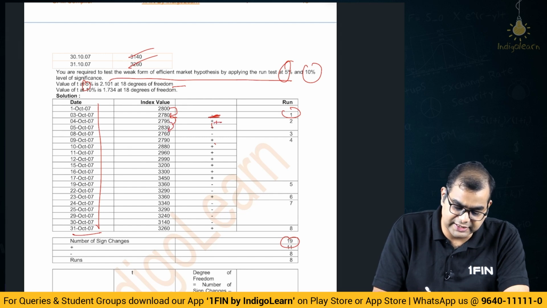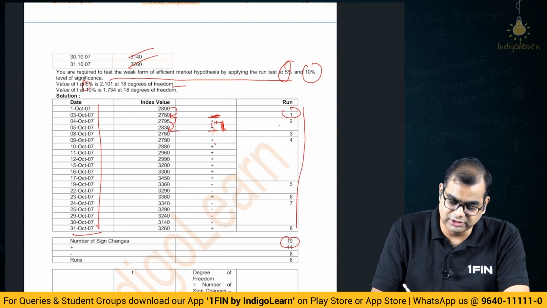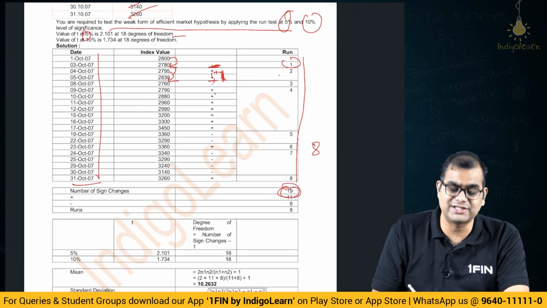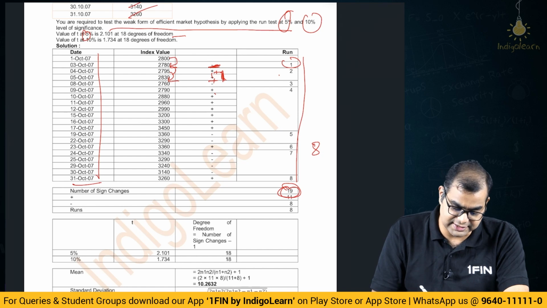On the third day, it is again an increase, so it is plus. So the previous two together form a run. Like that, you compute the number of runs. So how many runs are there? Totally 8 runs, but there are 19 sign changes. The number of plus is 11, the number of minus is 8 and runs are 8.